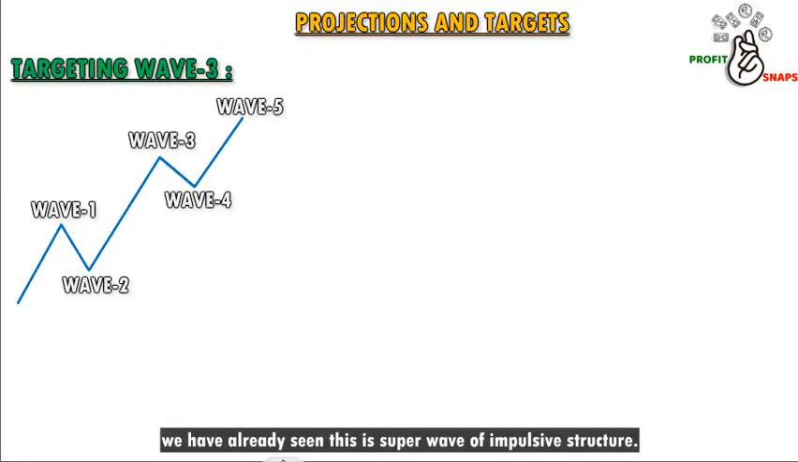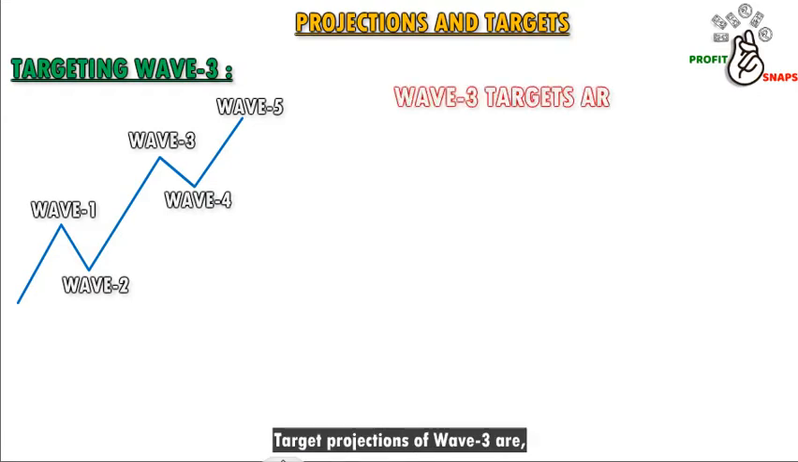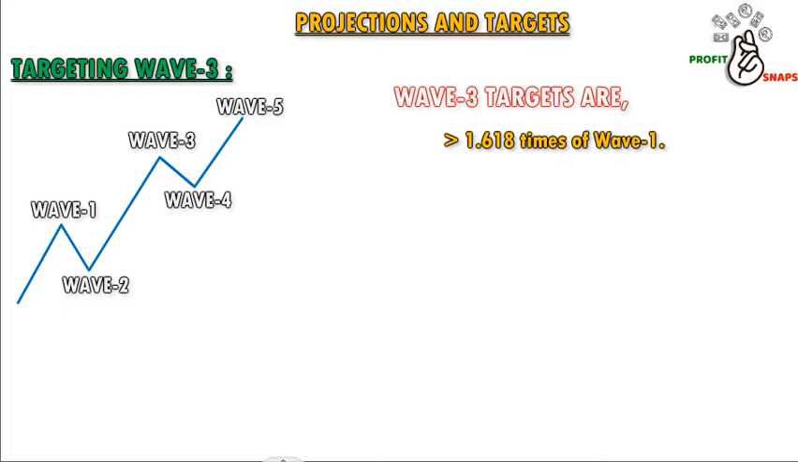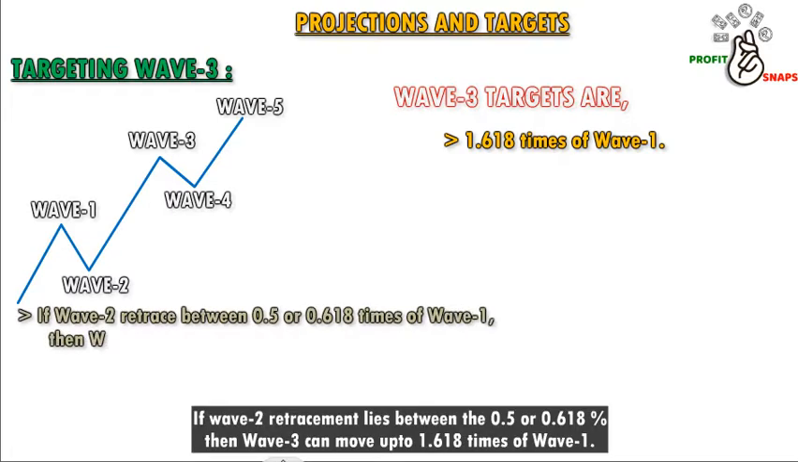Targeting wave 3. We have already seen this is the super wave of impulsive structure. Target projections of wave 3 are 1.618 of wave 1, which is a common projection. If wave 2 retracement lies between 0.5 or 0.618, then wave 3 can move up to 1.618 times of wave 1.